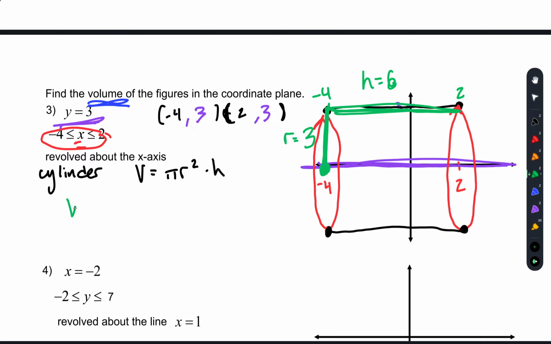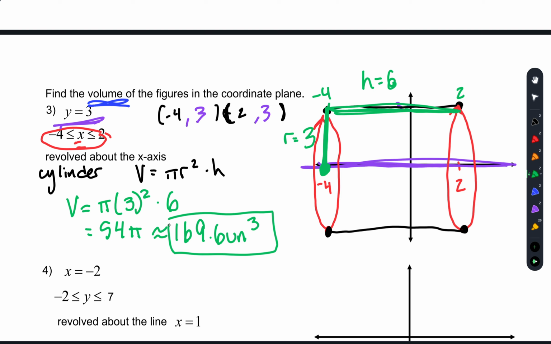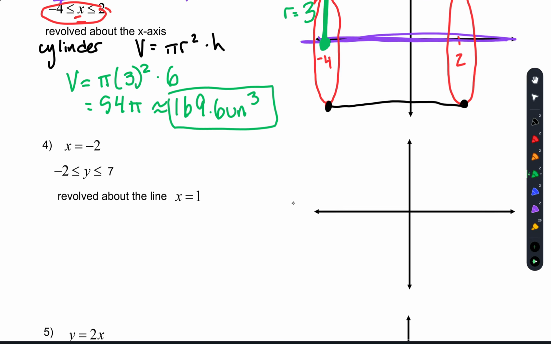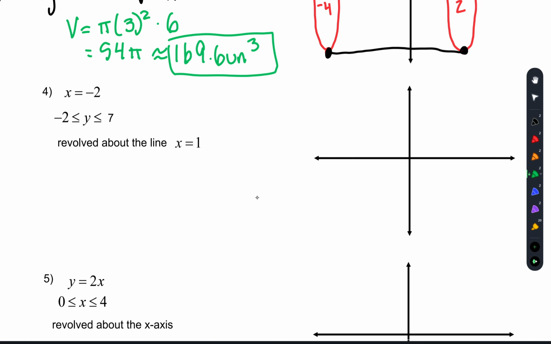Then we put it all together. The volume equals pi. Radius is 3 squared times 6. And I believe this is 54 pi. Which, if we round that, is 169.6 units cubed. Does that make sense? Hopefully, maybe, yes, maybe a little bit. Okay. Let's do another one.